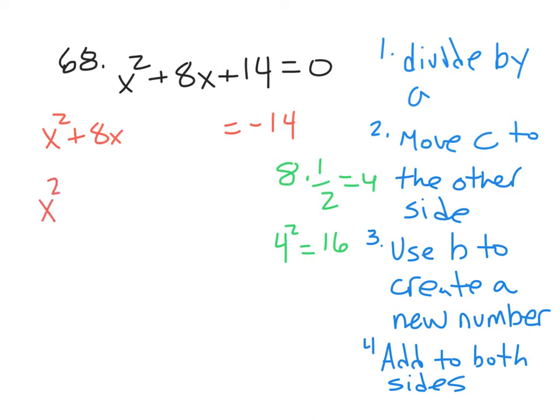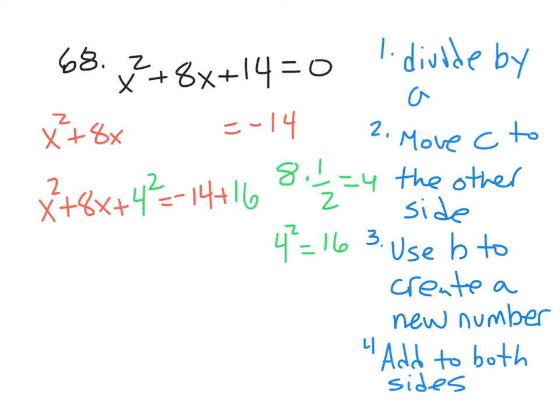So then we have x squared plus 8x plus 4 squared equals negative 14 plus 16. We have to keep the equation balanced. Does that make sense why we have to add it to both sides? All right. So there's a shortcut going to come up over here.